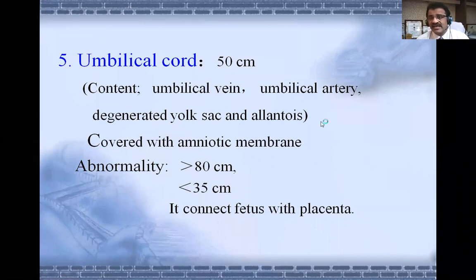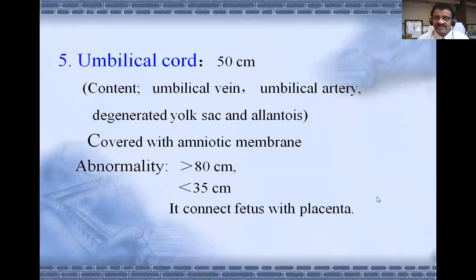So yolk sac and allantois in human beings get degenerated. Okay, whereas chorion and amnion remain as embryonic membranes. So this umbilical cord is also covered with amniotic membrane. Abnormality, if you get a very long umbilical cord, it is more than 80 centimeter. So we want only up to 50 centimeter; less than 35 is again abnormal, and it connects fetus with placenta. So it is very important. We should have a normal umbilical cord. It is a connection between fetus and the placenta.